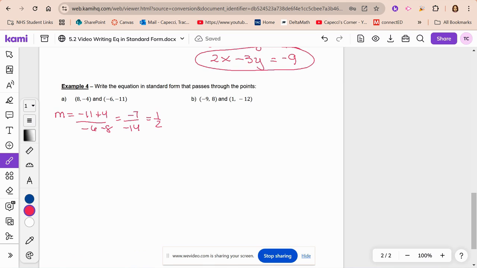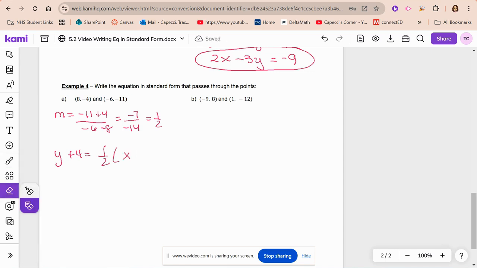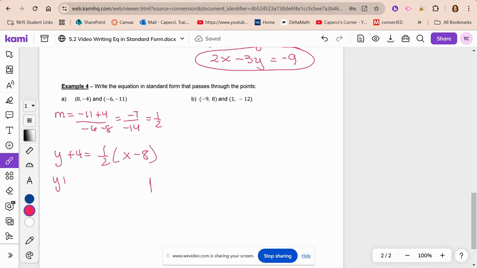Okay, so I can use either point. I'll use the first one. I don't have a y-intercept, right? So I don't have a point that would be the y-intercept. So I have to use my point slope form. So I'm going to use y plus 4 is equal to 1/2 times x minus 8. Okay, and then I'm going to distribute. So I have y plus 4 is equal to 1/2 x minus 4.